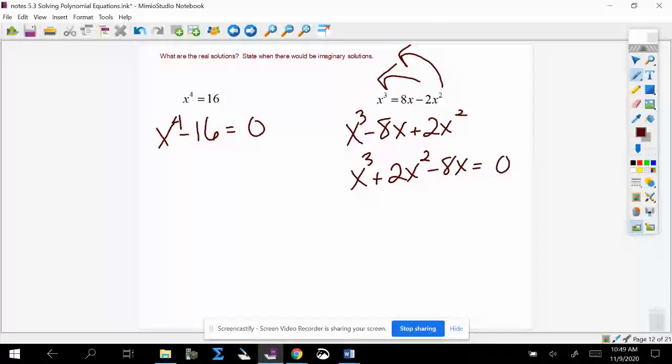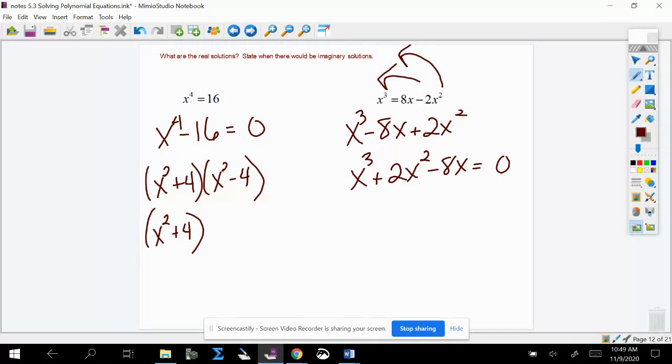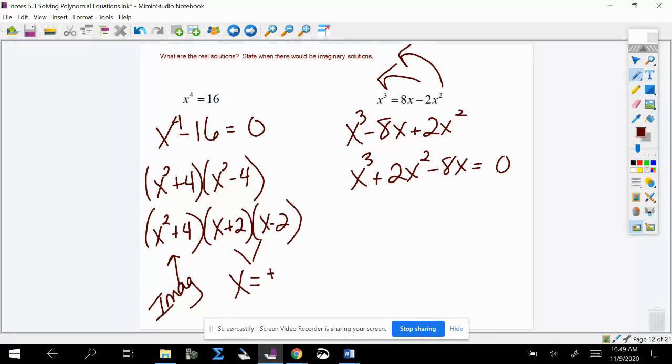No GCF, but we do have difference of squares. So this is going to be x squared plus 4, x squared minus 4. I can't do anything with the x squared plus 4, but the x squared minus 4 is difference of squares again. You get x plus 2, x minus 2. This is going to be imaginary, and this is going to give me solutions of plus and minus 2.